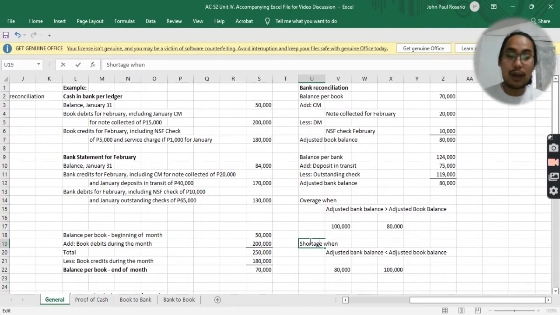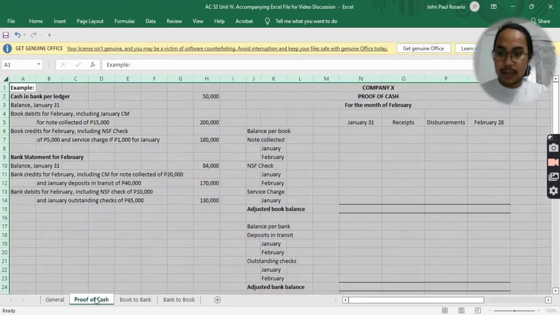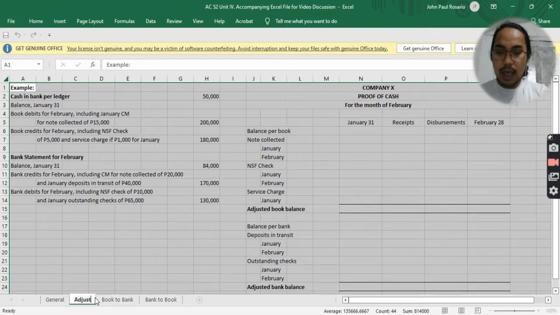Let's go now to our main topic for this video, which is our proof of cash. Using the same example, how can we translate this one-date reconciliation to a four-column reconciliation? Now, guys, for proof of cash, there are three different methods of doing this. We have the adjusted balance method, the book-to-bank method, and the bank-to-book method. So, the adjusted balance method.